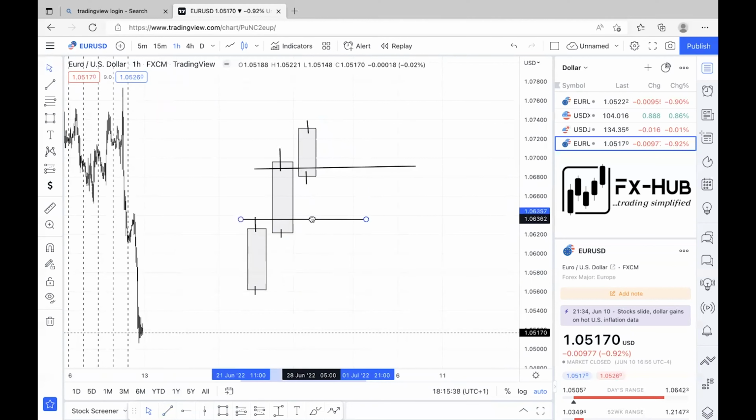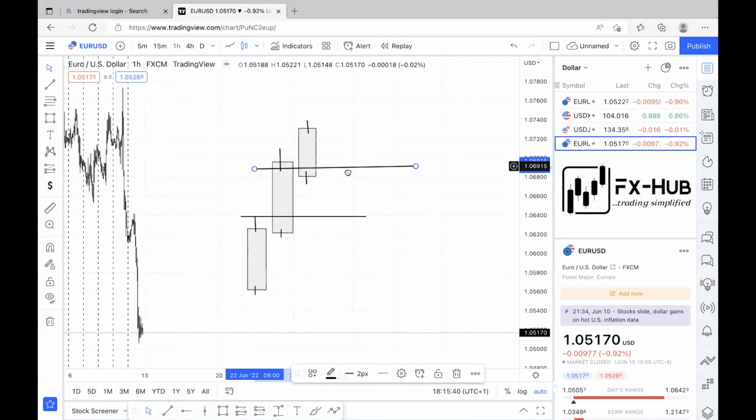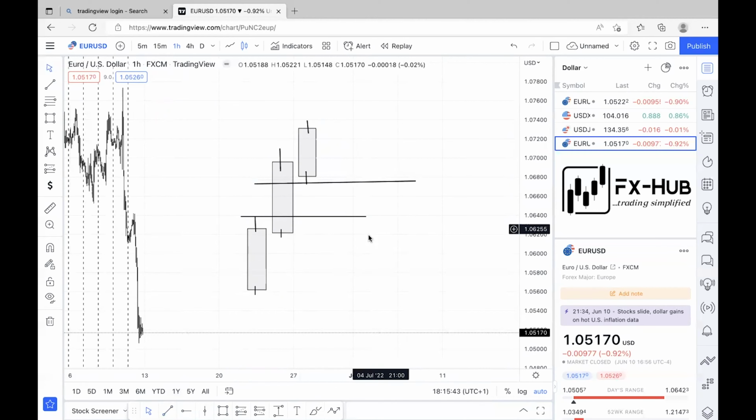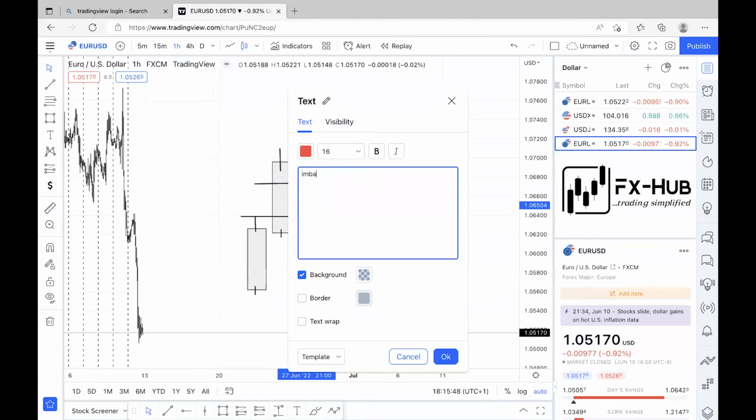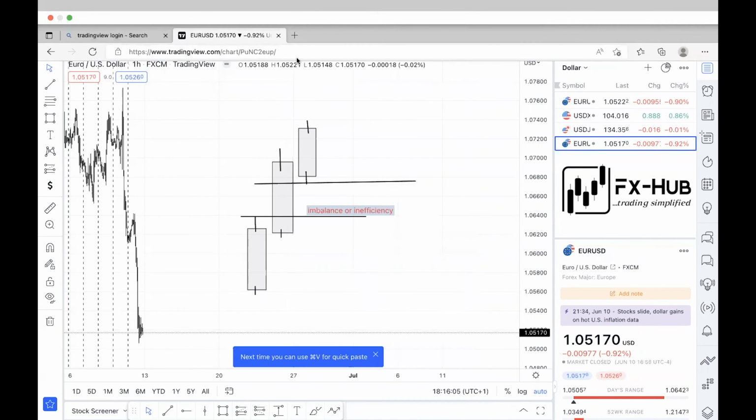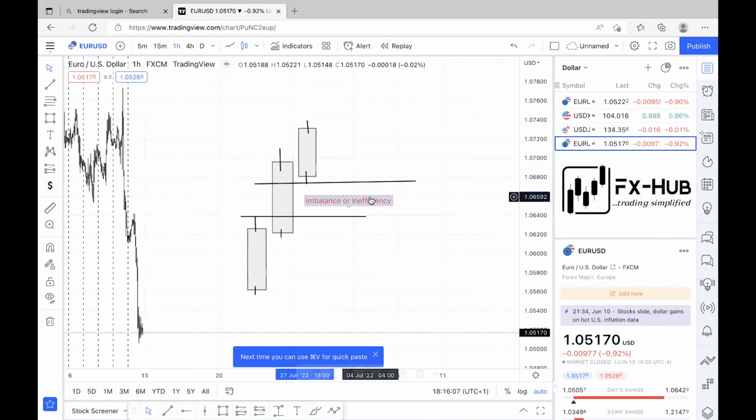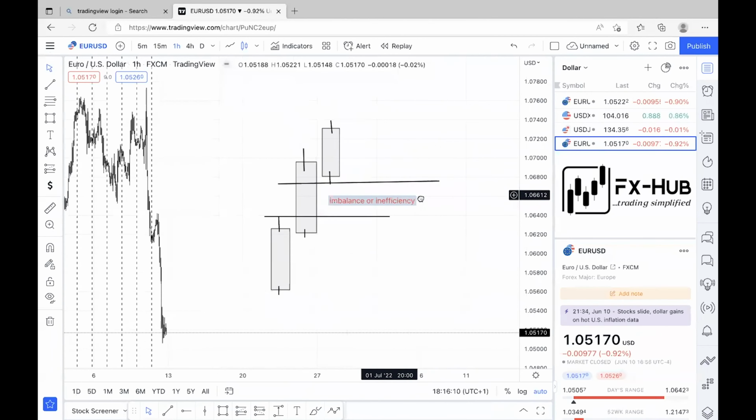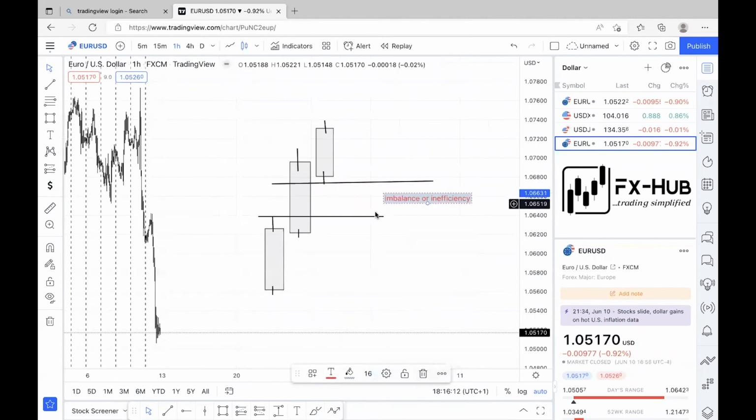This difference in price that these two wicks did not meet, this is what we make reference to as imbalance or inefficiency. It simply means that this level was poorly traded.